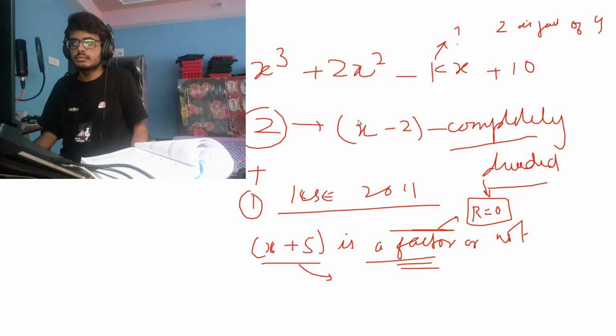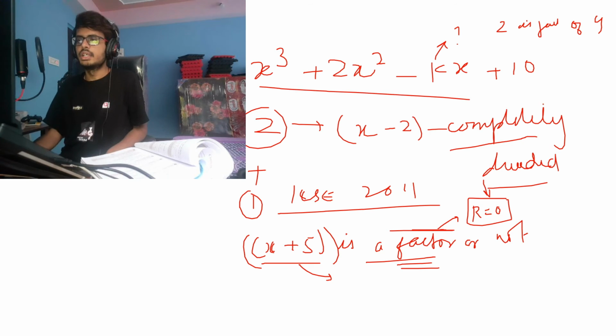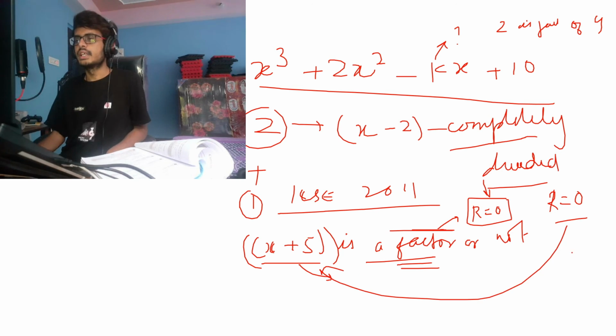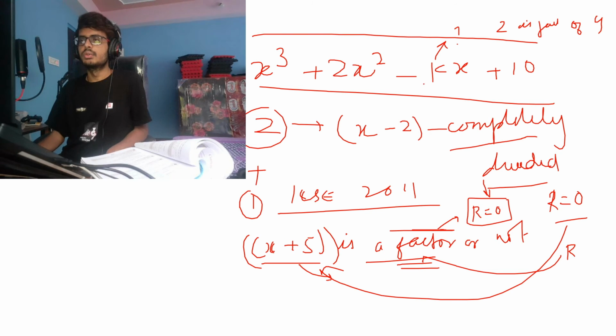So next part of the question is check whether x plus 5 is a factor or not. So you need to check whether your equation can be completely divided by x plus 5 or not. So you need to find the remainder. So if you get the remainder as 0, yes, it is a factor. If you get remainder anything other than 0, no, it is not a factor. Okay, so just divide this equation now with x plus 5.